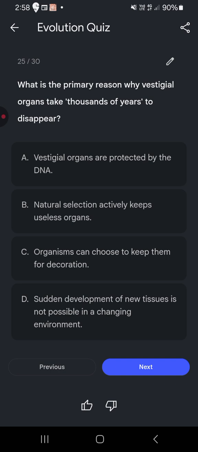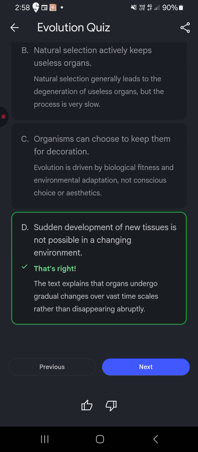What is the primary reason why vestigial organs take thousands of years to disappear? Why don't the vestigial organs simply disappear if there is no use to the organism? Because sudden development of new tissues is not possible in a changing environment.